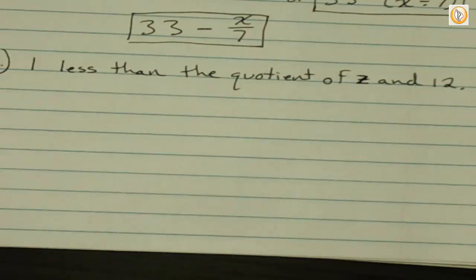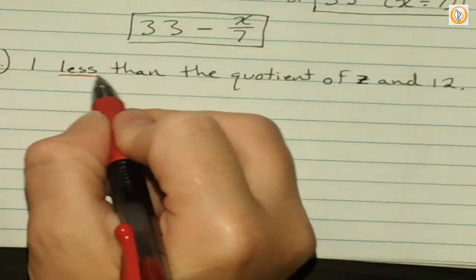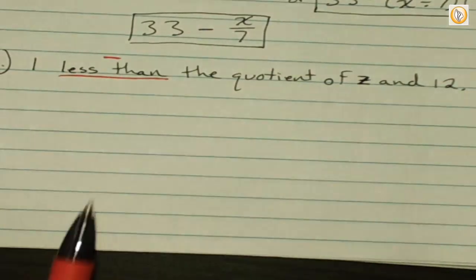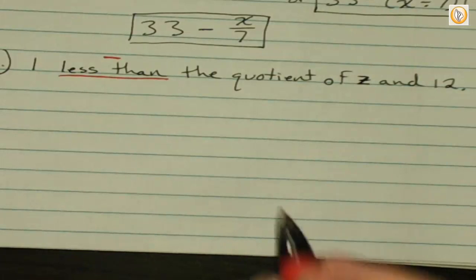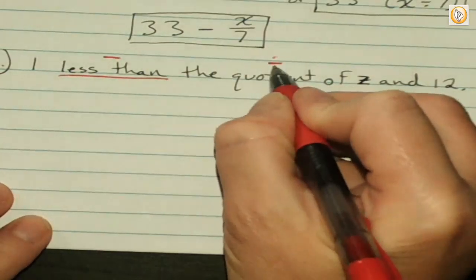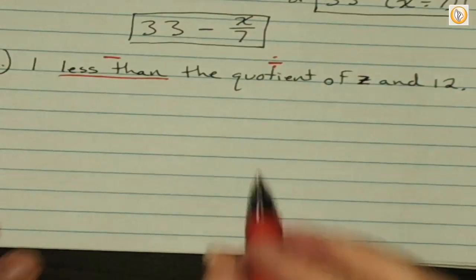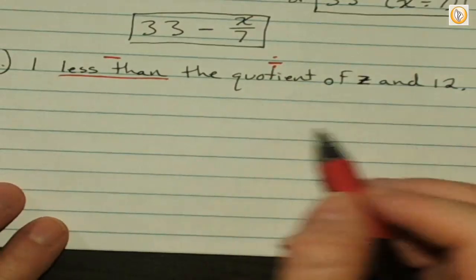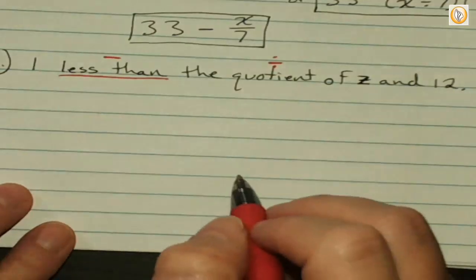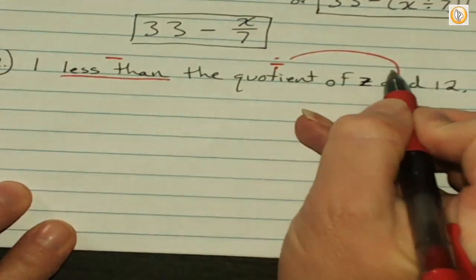Okay, once you have that down, Tanner, you be my private investigator and you tell me what clues you see. Less than is subtract, but it's also the red flag word, right? What else do you see? Quotient, which is division. Quotient of z and 12. So where would quotient go?